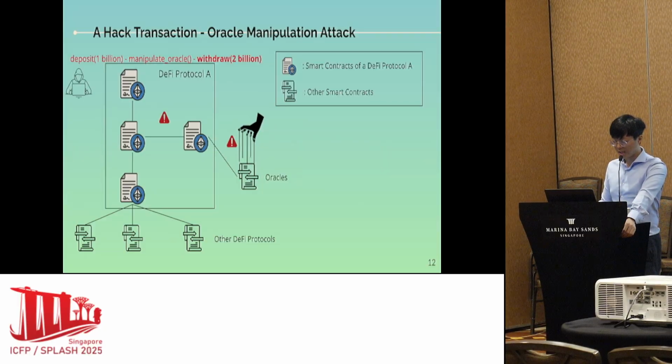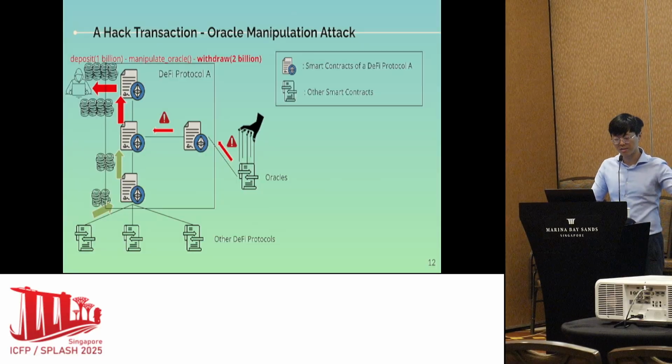Oracle. Then the hacker attempts to withdraw from DeFi Protocol A. As usual, DeFi Protocol A withdraws tokens from its underlying DeFi protocols, but this time, due to the inflated price of the oracle, it wrongly calculates the token amount. Now the attacker can withdraw 2 billion tokens back.